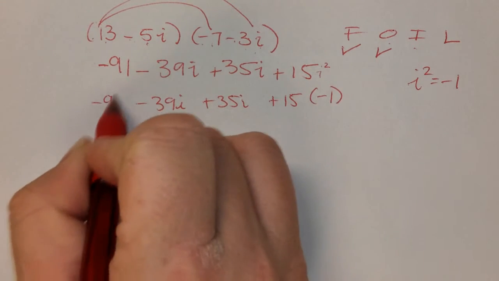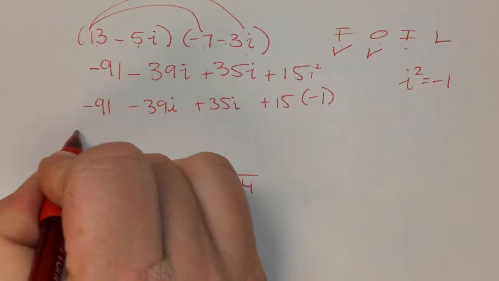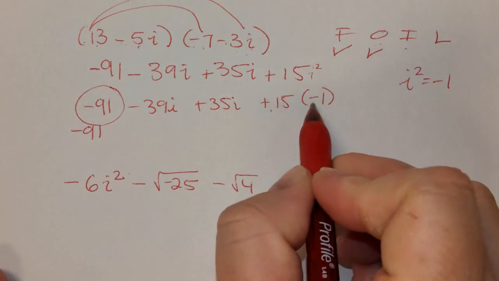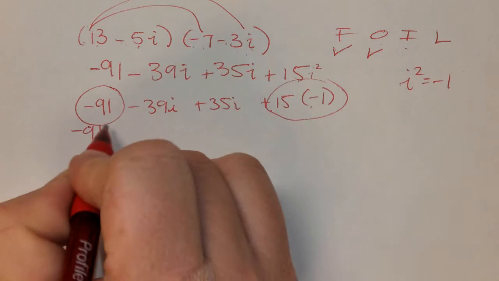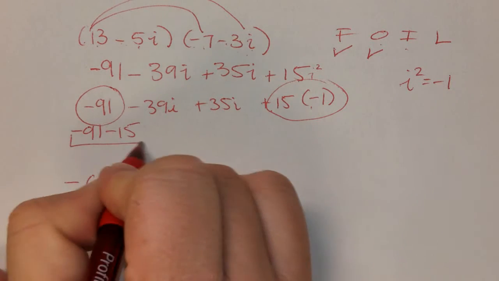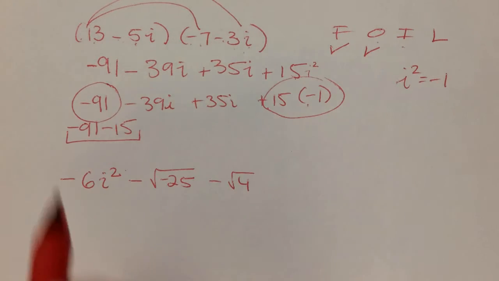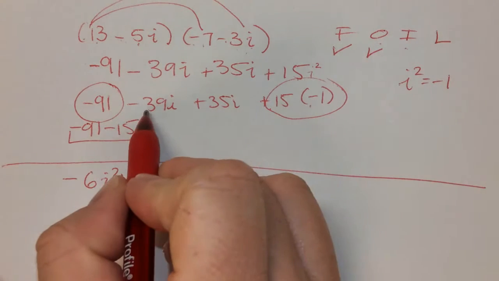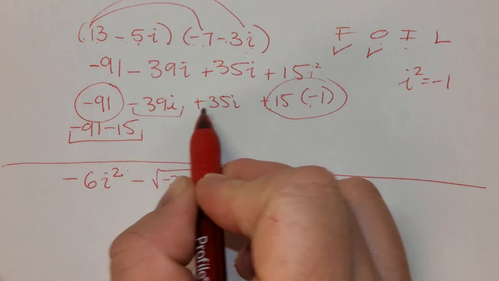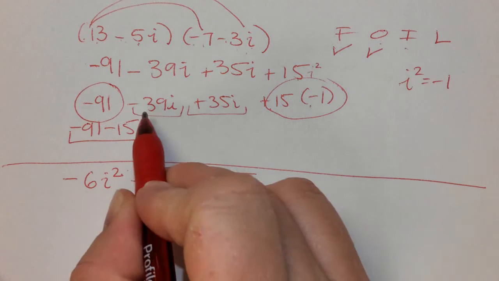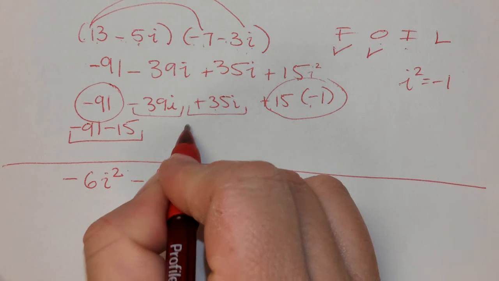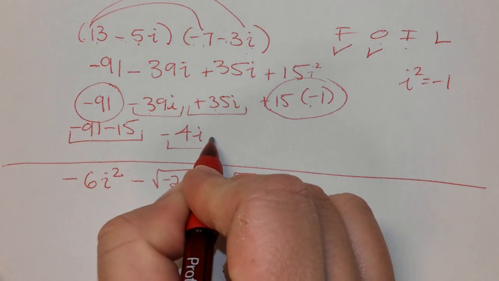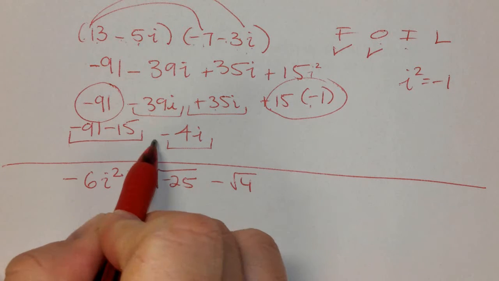Your final answer must be written in standard form. So negative 91, and a positive times a negative is negative, and this is negative 15. I'm going to combine those two for the front. That is the real portion of this complex expression. And now I have negative 39i and a positive 35i. Different signs, so I'm going to subtract. Keep the sign of the larger number. This is the imaginary part of the complex. This is the real part.